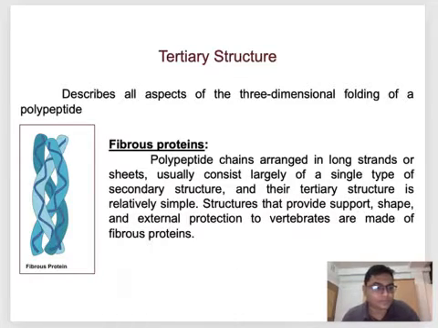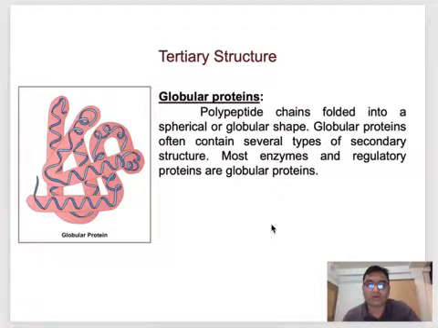Okay, and then there is another type of tertiary structure which is called globular proteins. Globular proteins are polypeptide chains folded into a spherical or globular shape. That's why they are called globular. Globular proteins often contain several types of secondary structures, whereas the fibrous proteins used to contain one type of secondary structure.